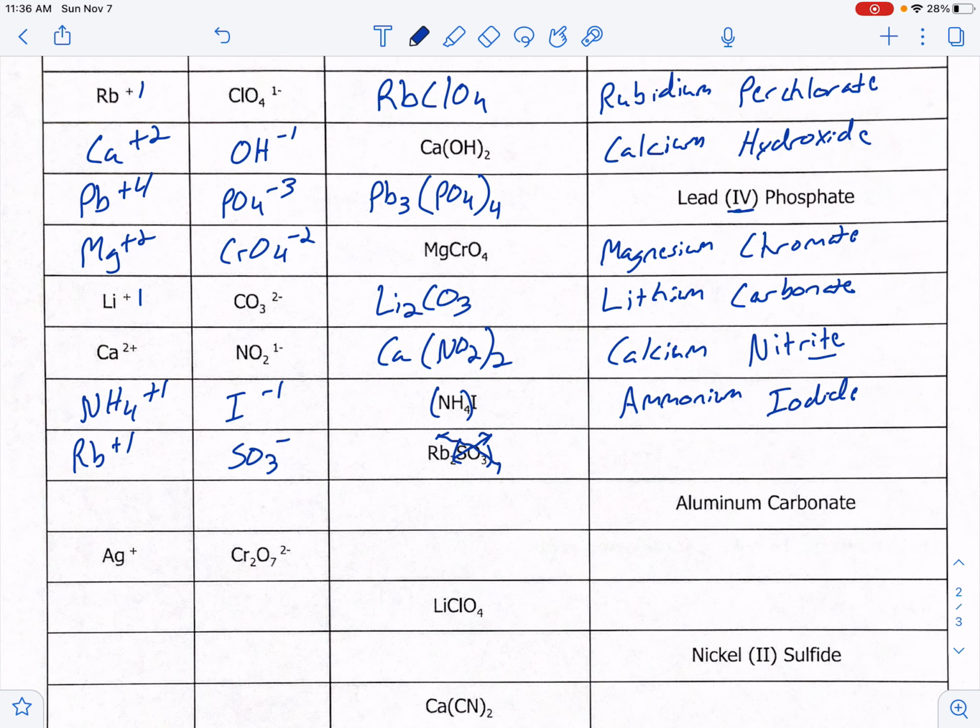Okay, so now I'm going to do my name. Rubidium is not one of my transition metals, so I don't need a Roman numeral. So this is going to be rubidium. Oops, if I can spell. Rubidium, and SO3 is sulfite.